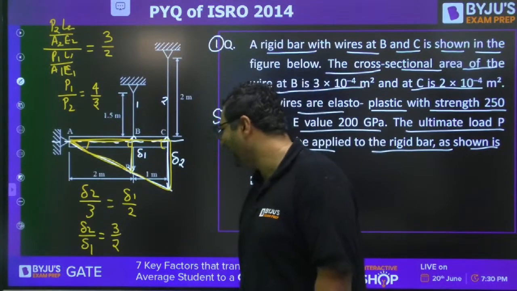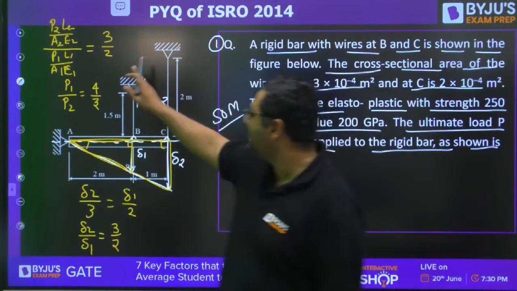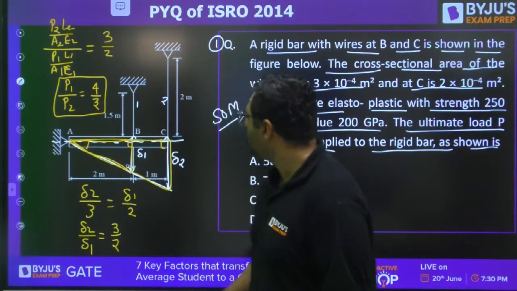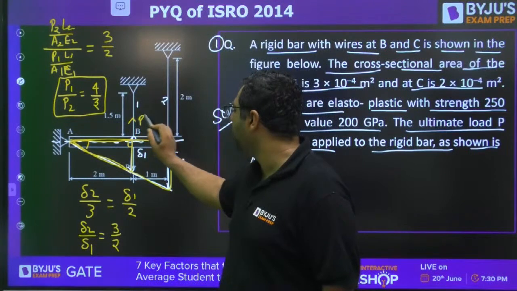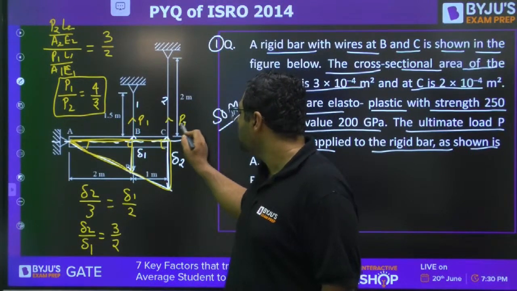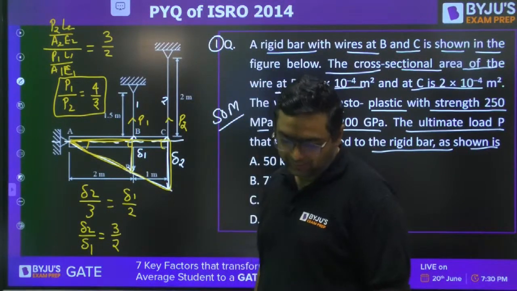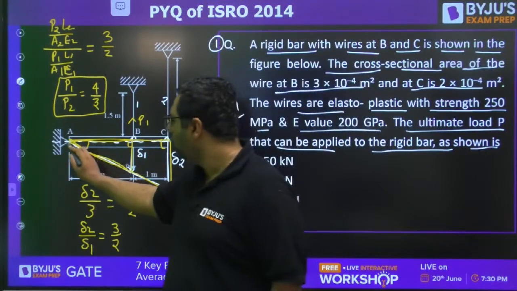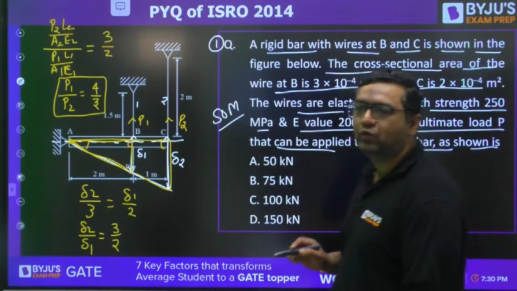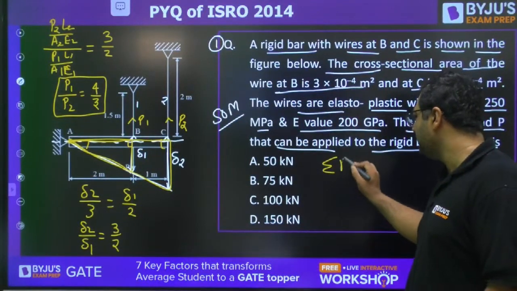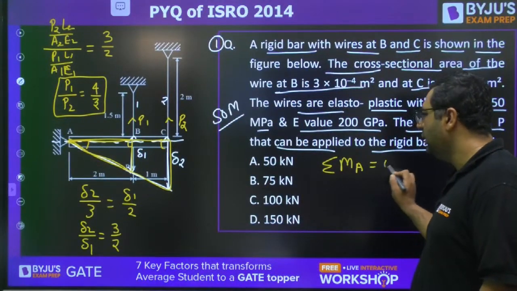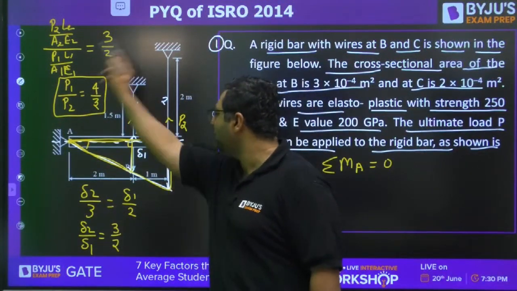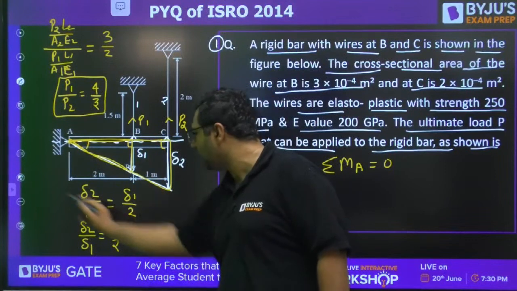Okay. So we are getting 4 by 3, the ratio of forces in the wire. This will be having P1, this will be having P2. So the ratio of P1 by P2 is coming out to be 4 by 3. Now, my dear, this is the hinge point. You can take the summation moment at A to be 0. When you take summation moment at A to be 0, you can see that this force will create anti-clockwise, and this P will create clockwise.